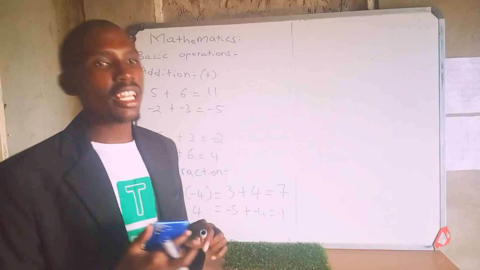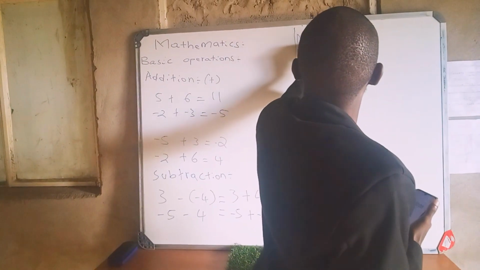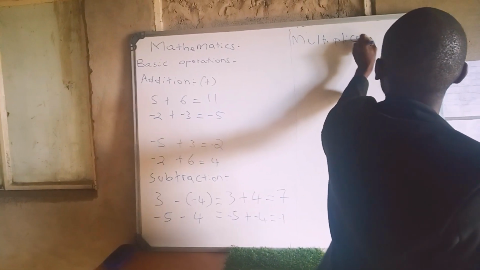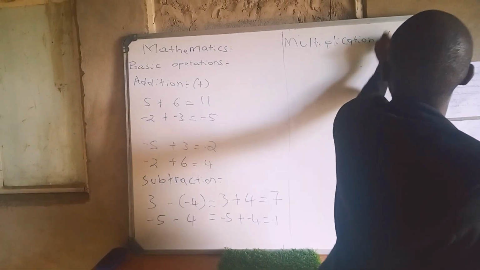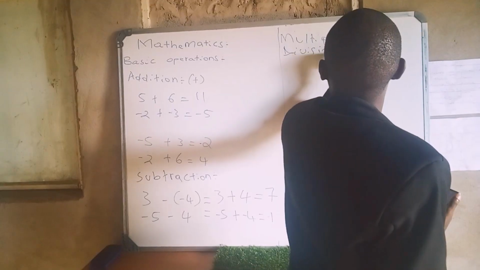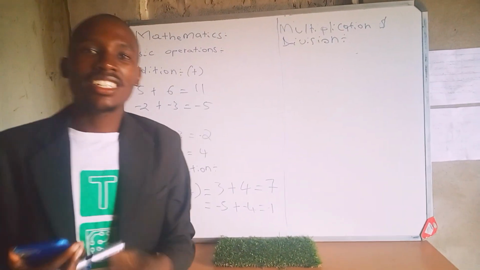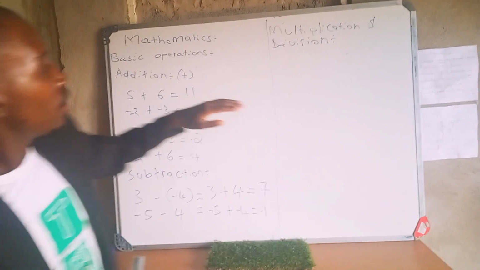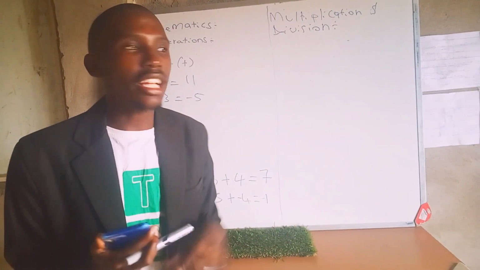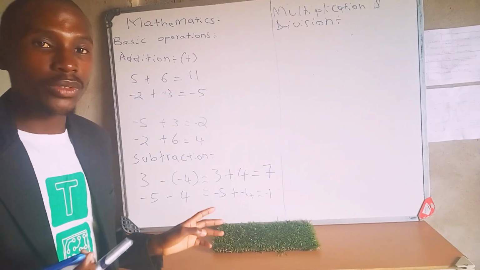Now let's move to the last two signs that are left, which is multiplication and division. These two signs are the easiest ones. On this one, if the numbers have the same signs, the answer is always positive. If they have different signs, the answer is always negative.